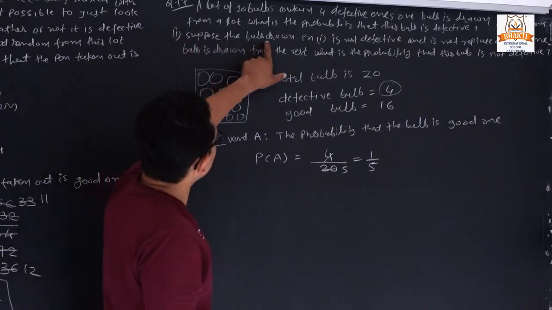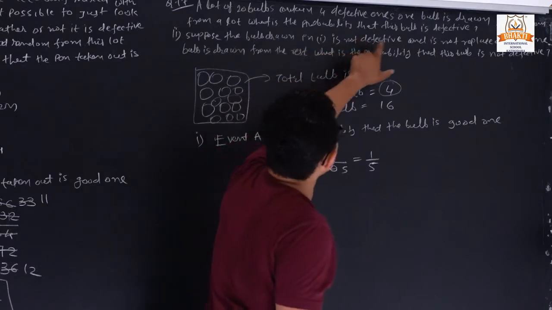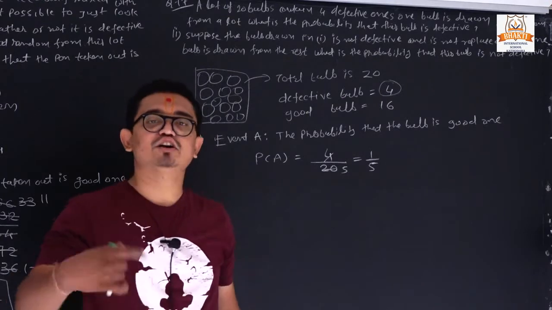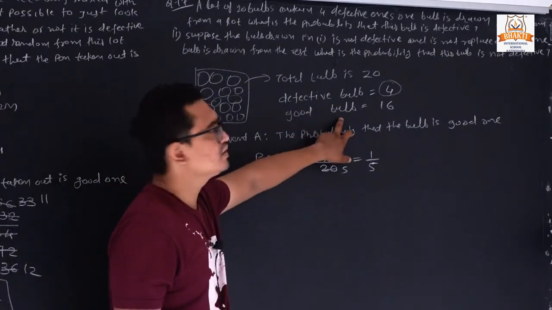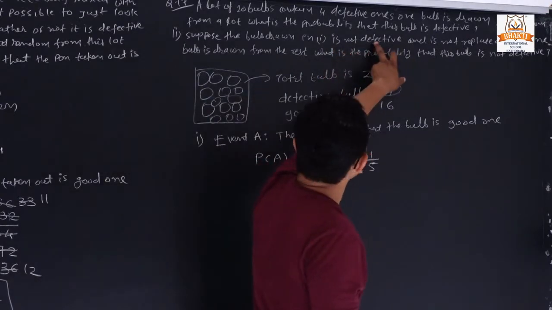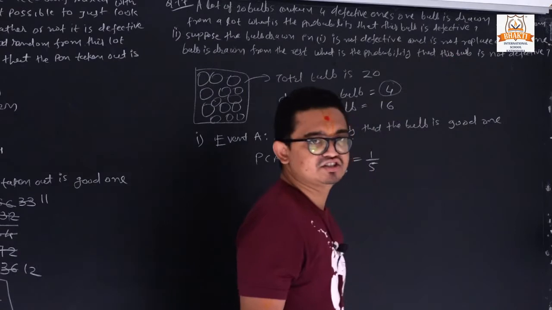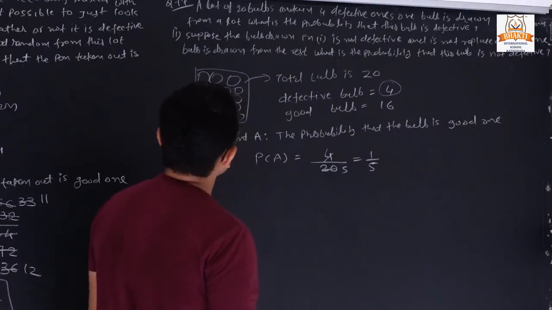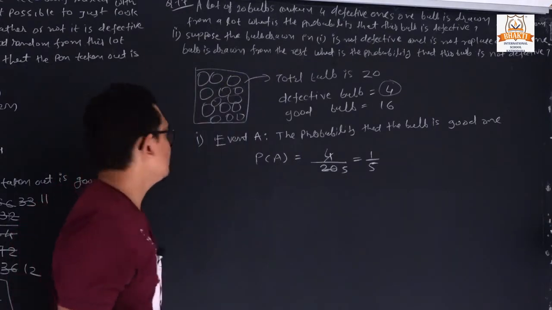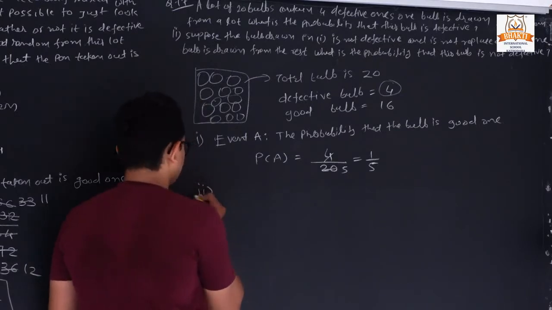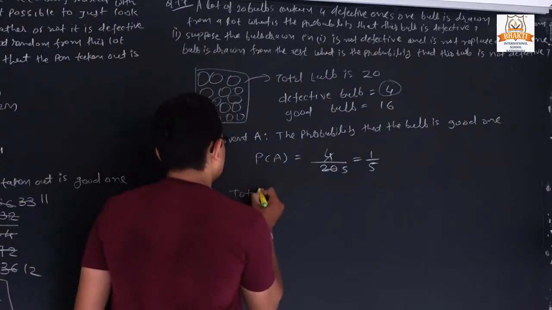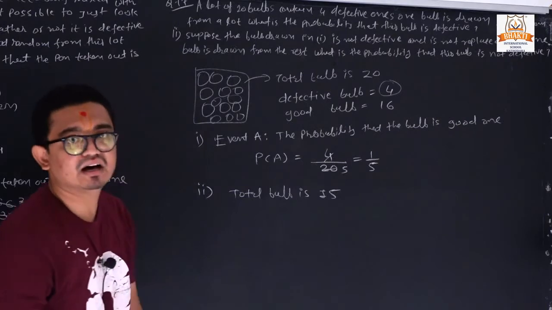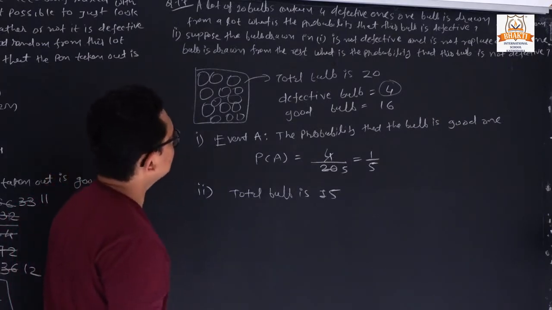Now second case. Suppose the bulb drawn first is not defective. It means out of 20 bulbs, we are taking one bulb and it is not defective. It means it is our good bulb, and it is not replaced. Now one bulb is drawn from the rest. So now the total bulb is 15. Clear? Total bulbs are now 15. And how many are the defective ones? That will remain the same, 4.